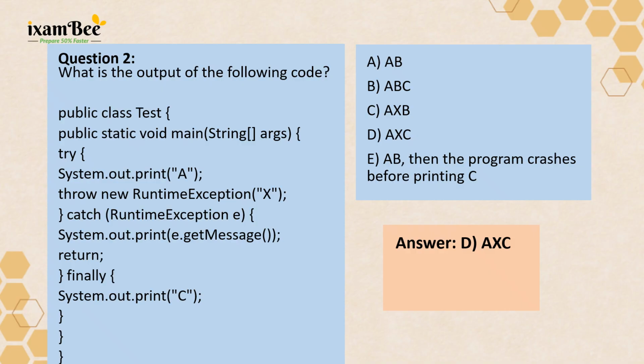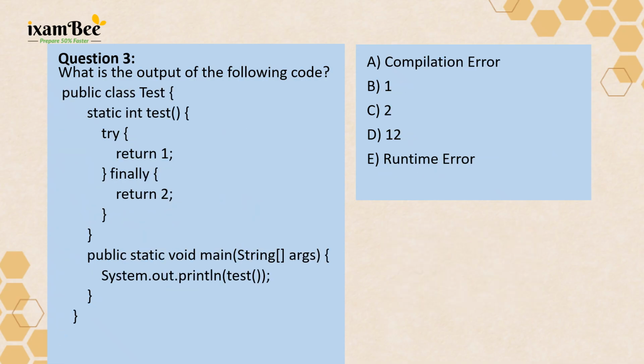What really happens here is that first A would be printed and it throws the new runtime exception with the message X. And in the catch block, e.getMessage is going to be outputted. So X would be the output. The finally runs even though there is a return statement in catch. So C will also be printed.